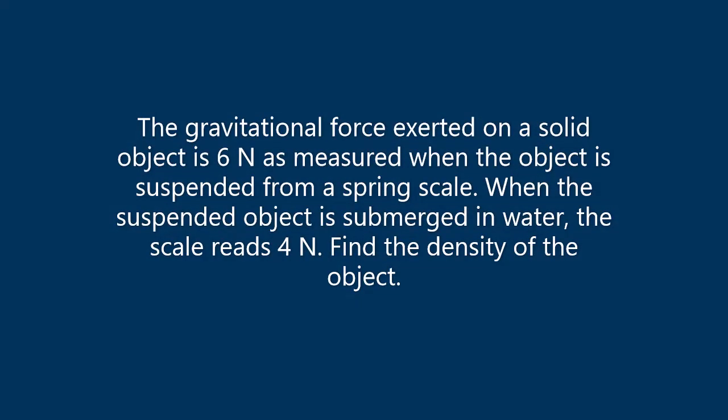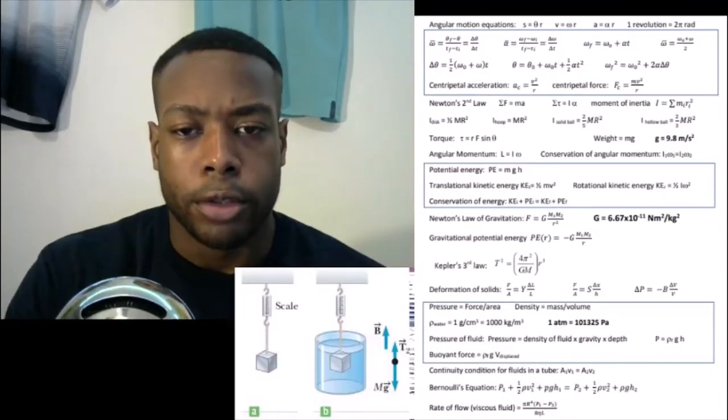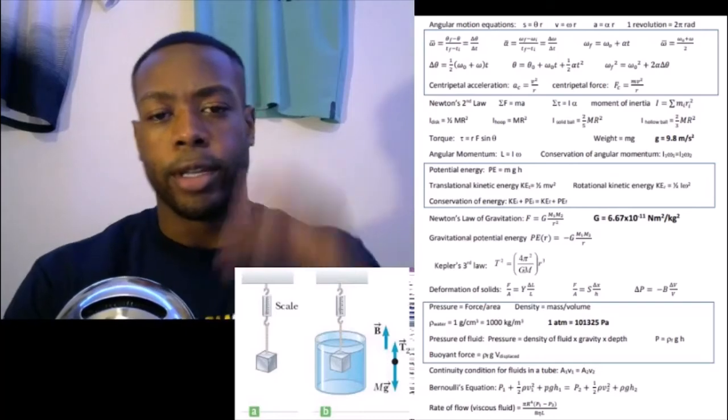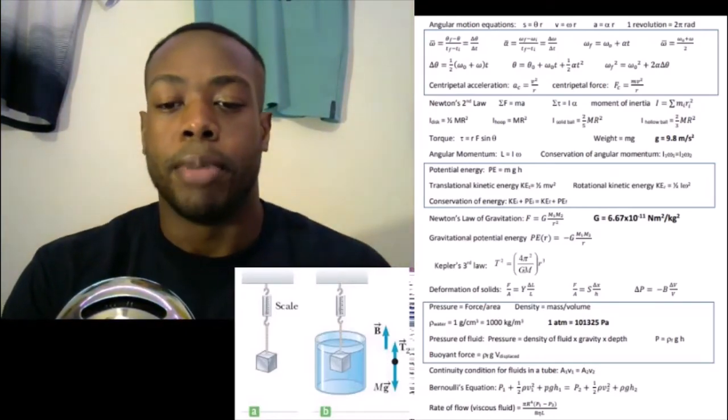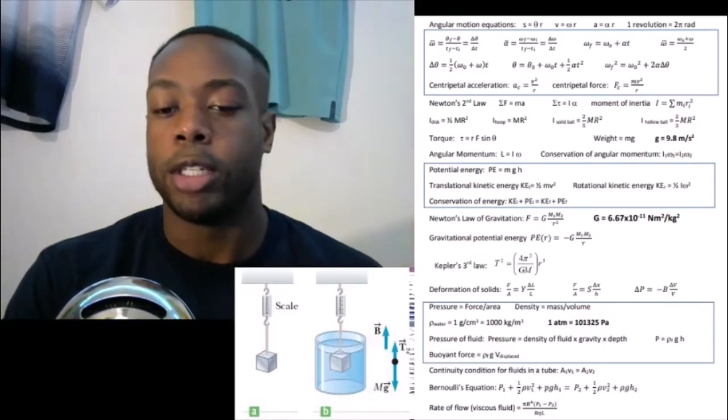The gravitational force exerted on a solid object is 6 newtons as measured when the object is suspended from a spring scale. When the suspended object is submerged in water, the scale reads 4 newtons. Find the density of the object. So this next one's also really good. I'm sure you've been able to look at it a couple of times, but it does bear repeating. It's a really good question.